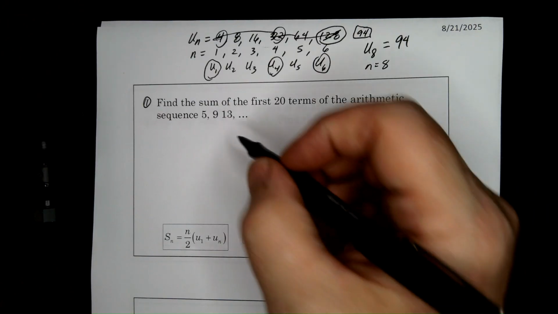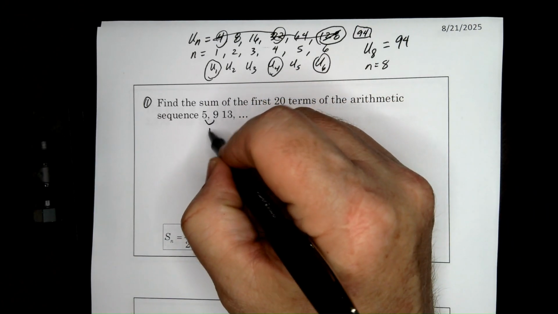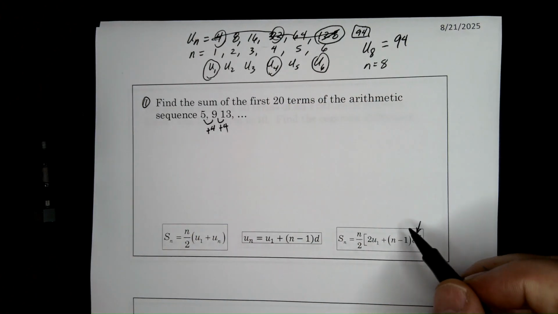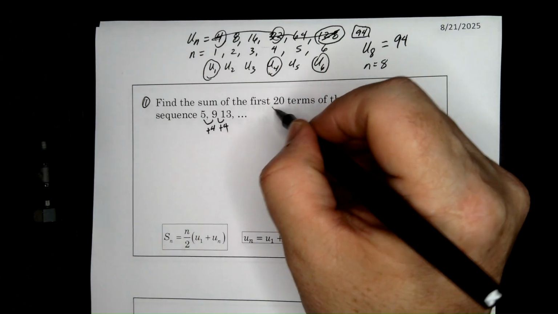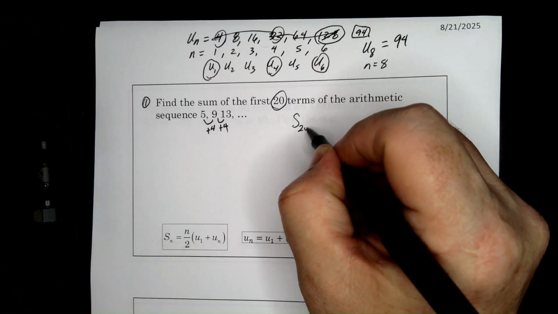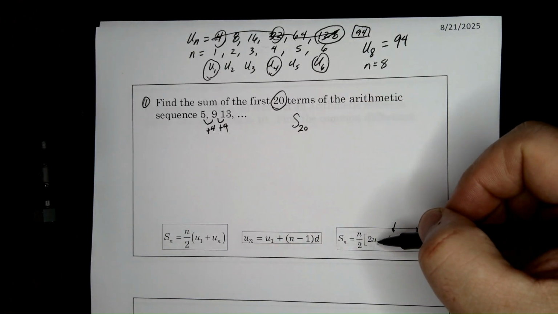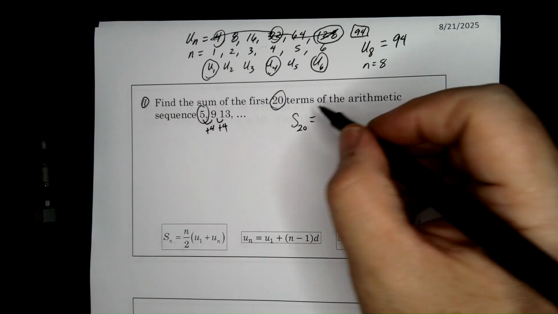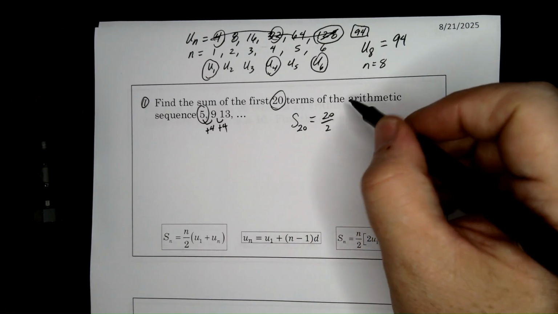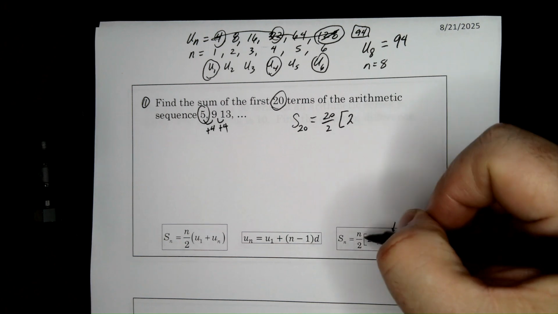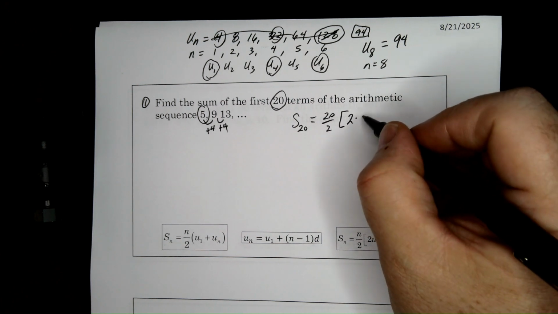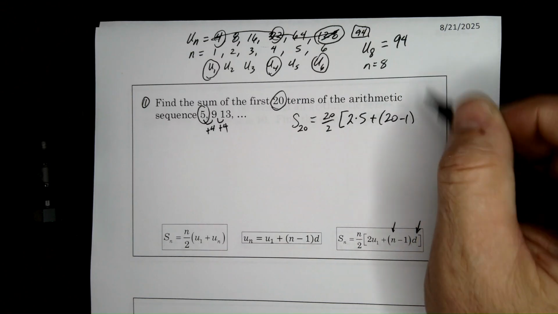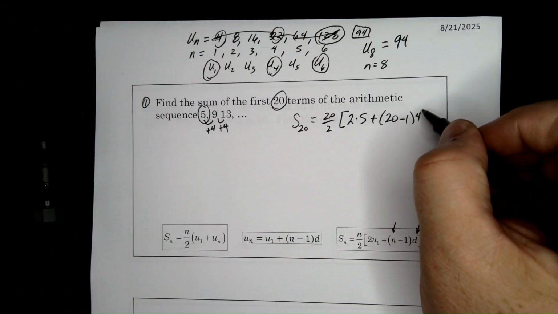But on this example, it would actually take a little more work because I can just look right here and see that d is 4. So I know what d is. I know what n is because it's the first 20 terms. We're going to be finding S sub 20. And I've got u1 right here. That's the first one. So I'm going to go 20 over 2. That's, of course, 10. I always forget to write this 2 right there, so I got to be careful. Plus 20 minus 1 times the common difference, which we said was 4.